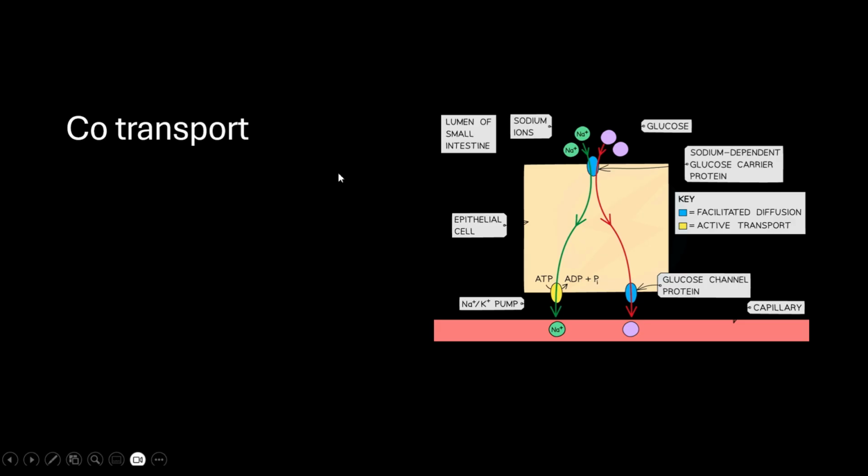Alright, cool. Co-transport. Yeah, so this is a bit of a new one. You need to know about co-transport. It's very important. You'll see it in the future. Effectively, what happens here is there's sodium ions inside this epithelial cell, yeah? And these sodium ions, through active transport, get pumped out through this sodium potassium pump, and they get pumped into the capillary, yeah?